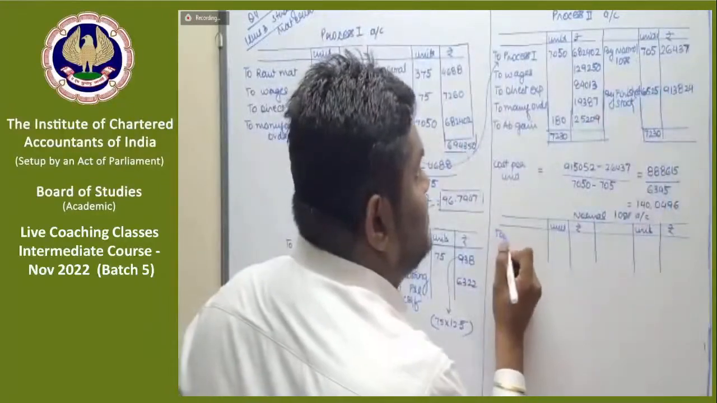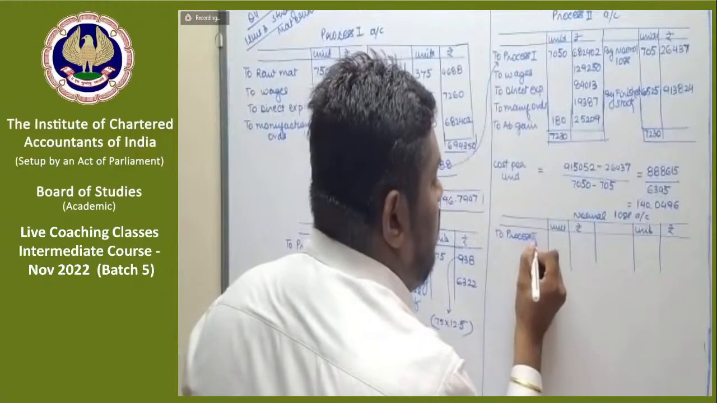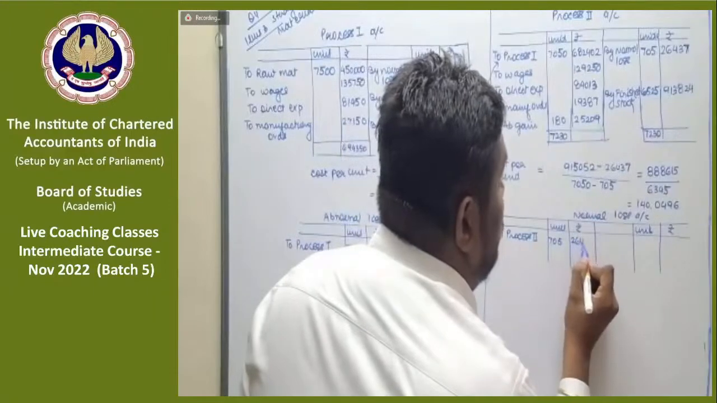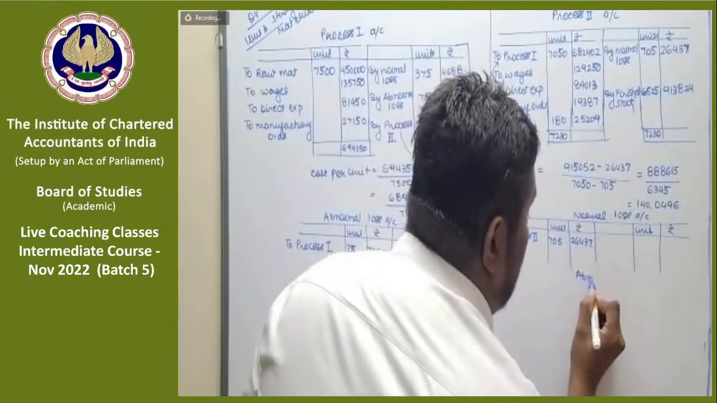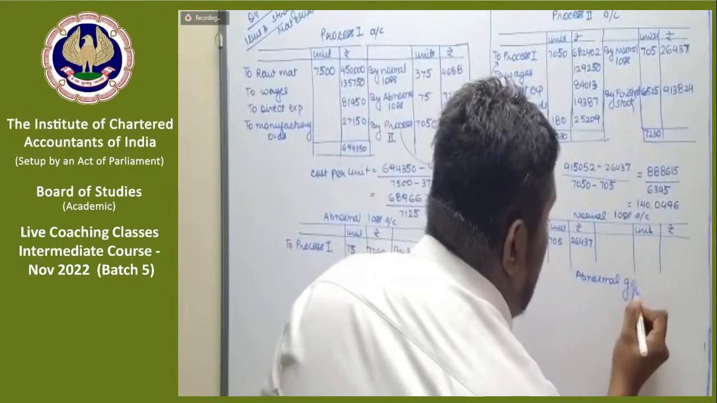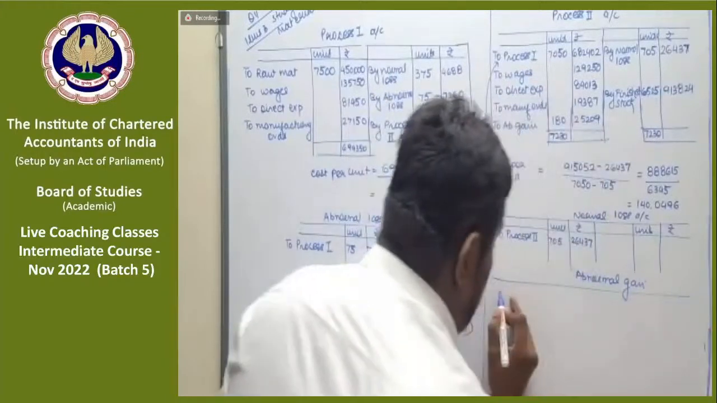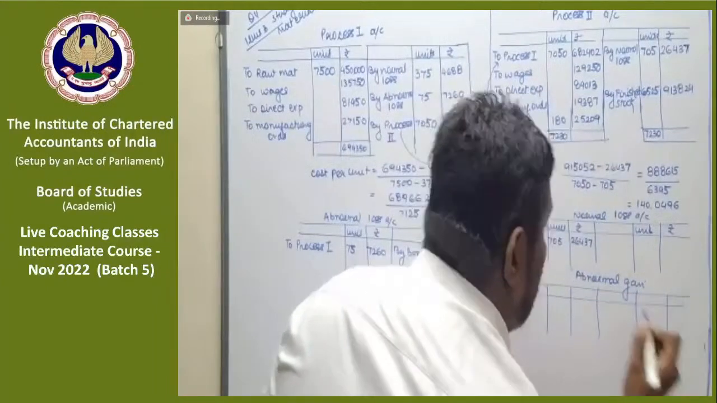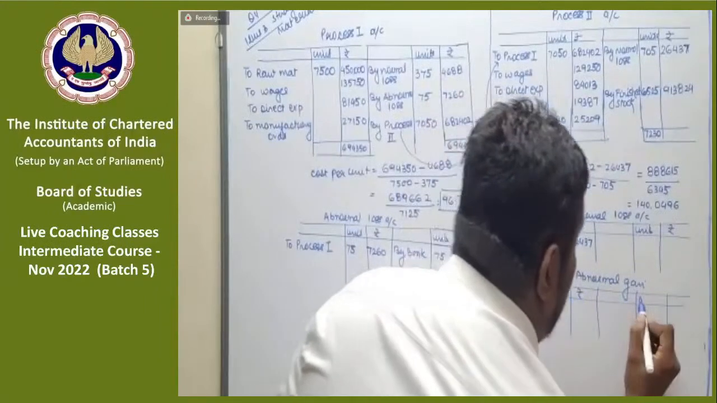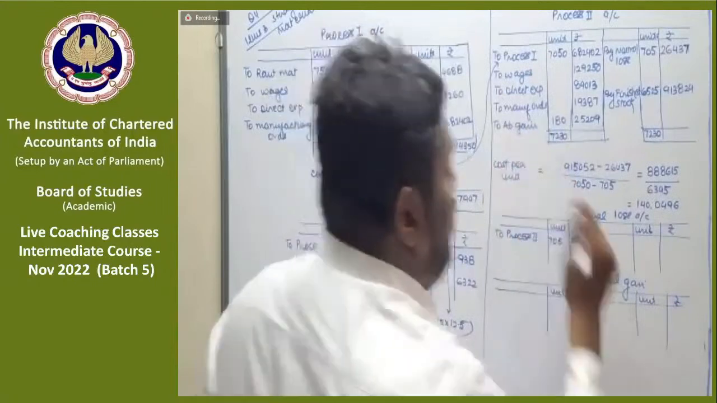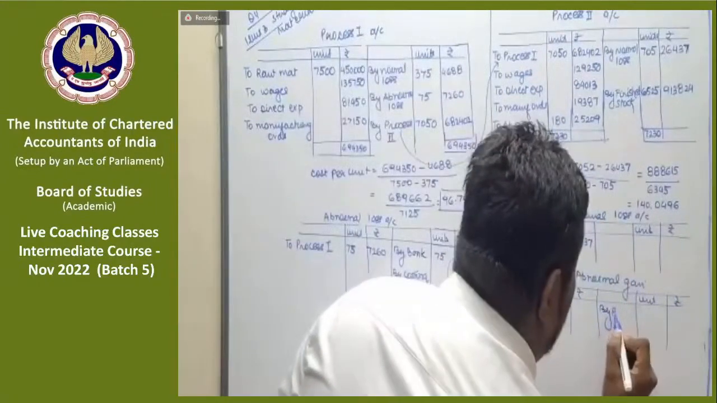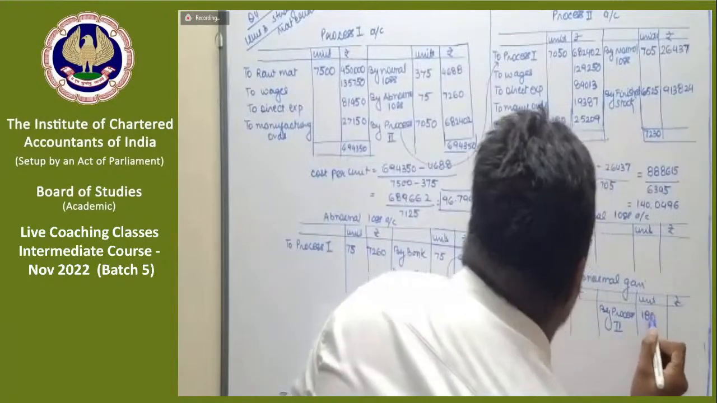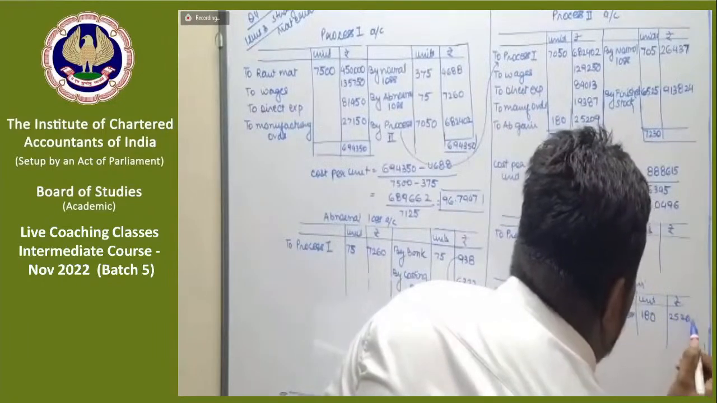Normal loss will be to process second, that is 705 units, 26437. Abnormal gain will be by process second. The units are 180 and 25209.